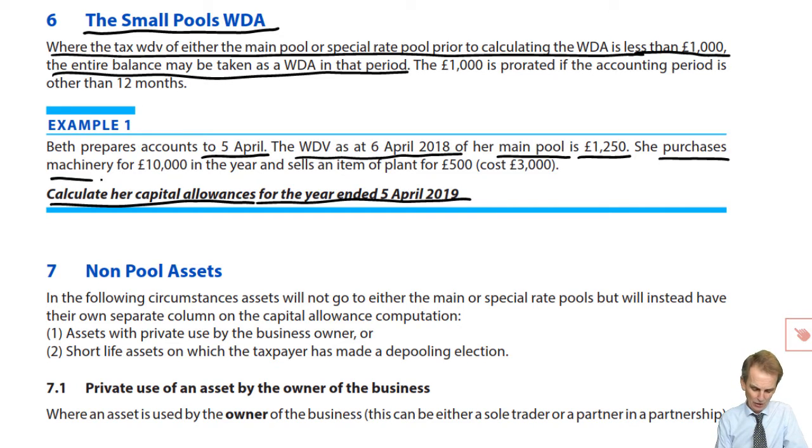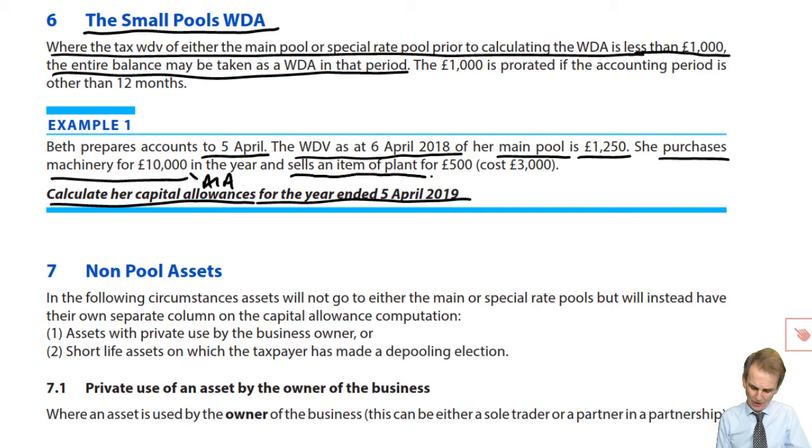She purchases machinery for £10,000. So a normal purchase of a normal item of plant and machinery for £10,000. That therefore is AIA. Now it would be AIA main pool expenditure, but as that's the only item bought during the period, it is very clearly less than £200,000, so there's going to be no limitation. All of that will be entitled to 100% AIA. There'll be no residue to go to any pool, be it main or special rate. What does she also do during the year?